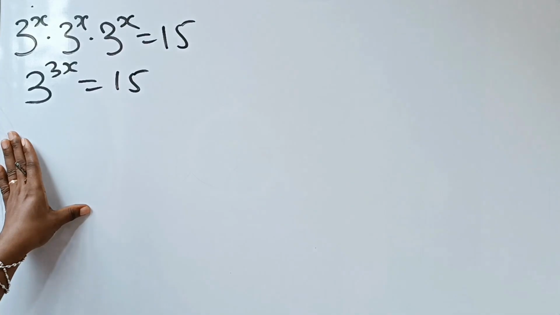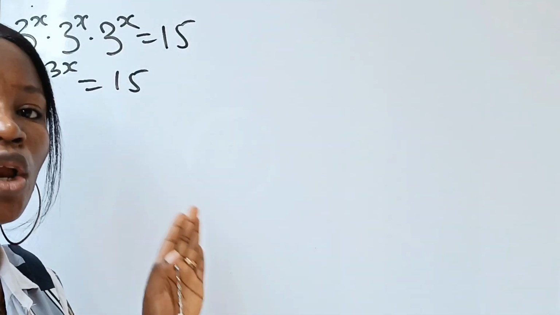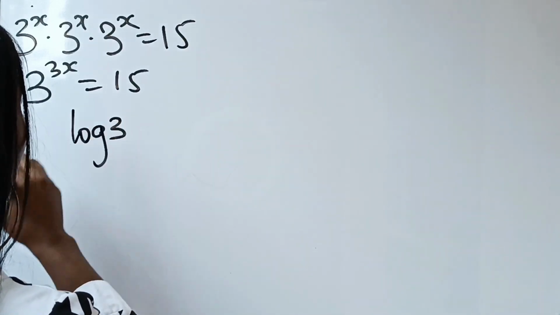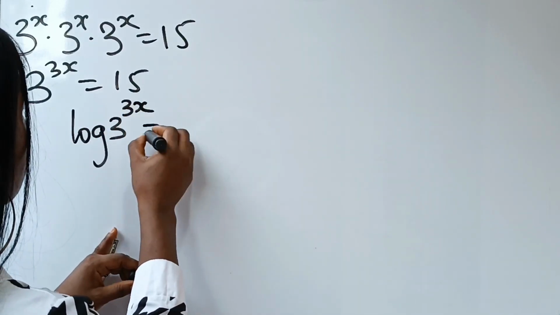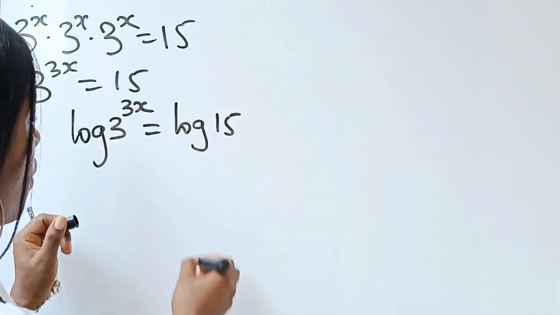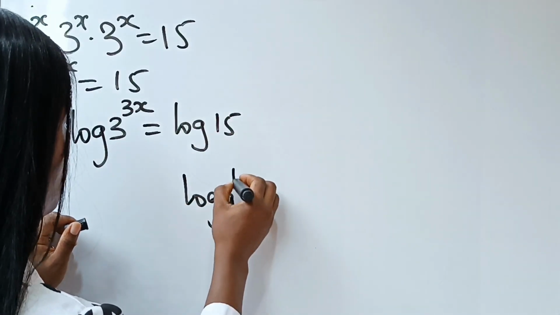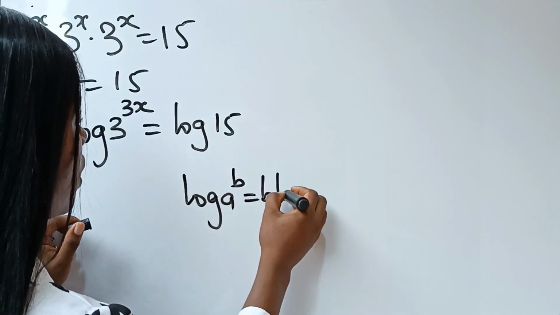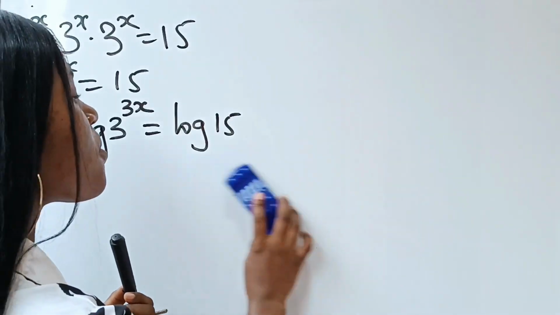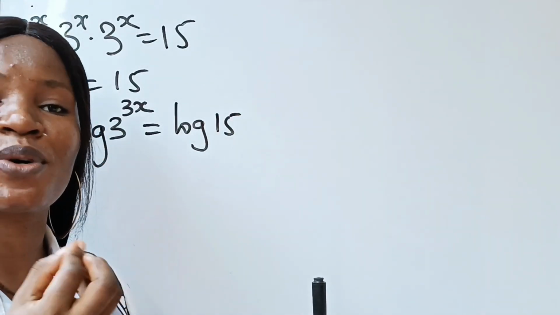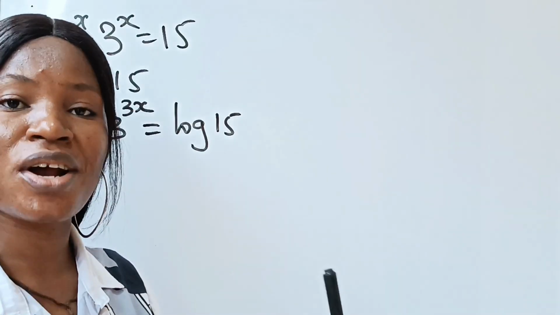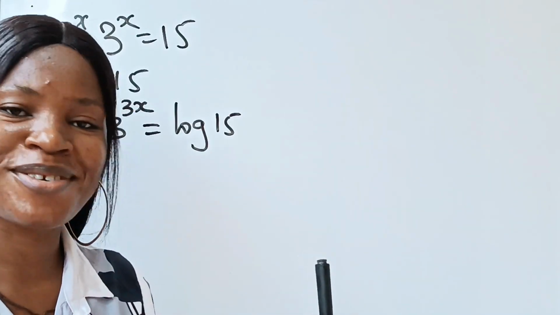Now at this point, the only option we have is to introduce log to both sides of the equation. So we have log 3 to the power of 3x is equal to log 15. Now when you have log a to the power of b, this is equal to b multiplied by log a. I would like you to watch to the end because we are going to substitute what we got into the equation to prove that it is correct, and that is the most interesting part of any of my videos, so don't miss that.